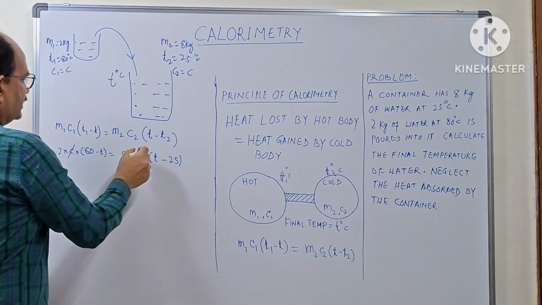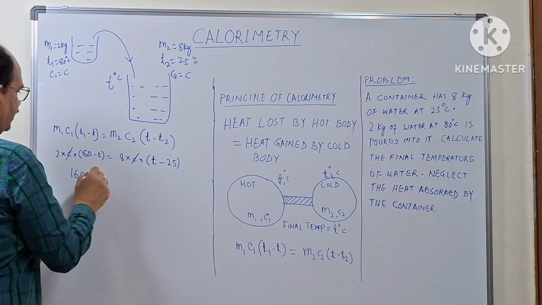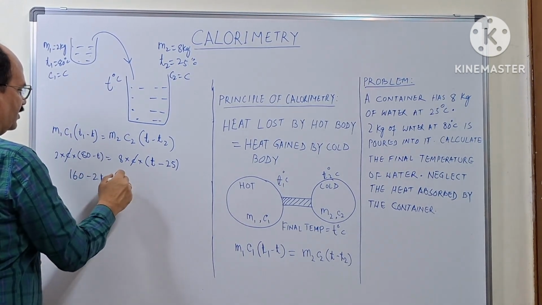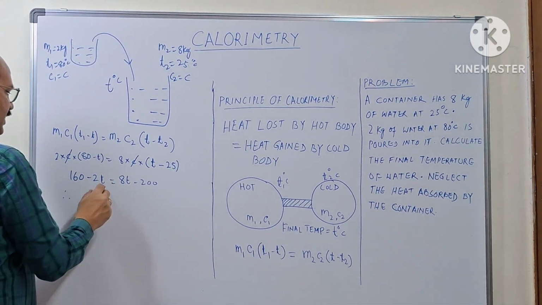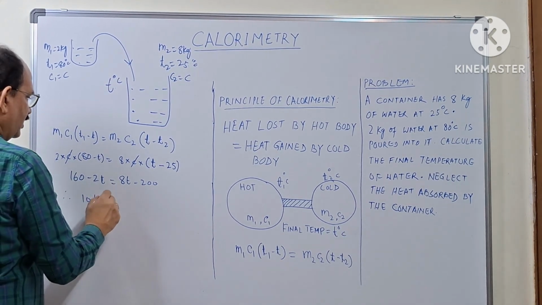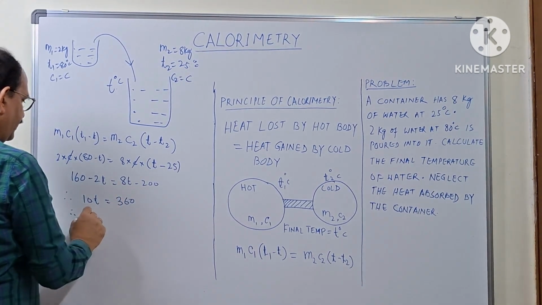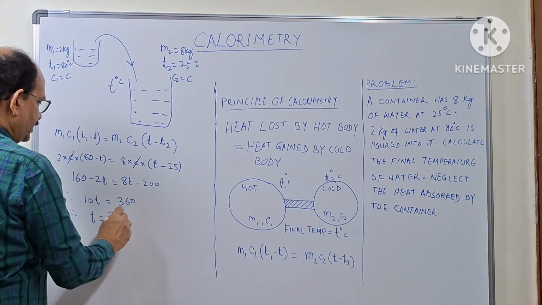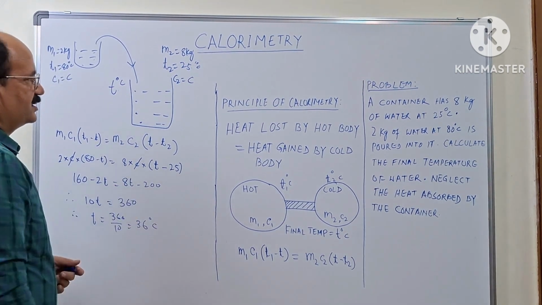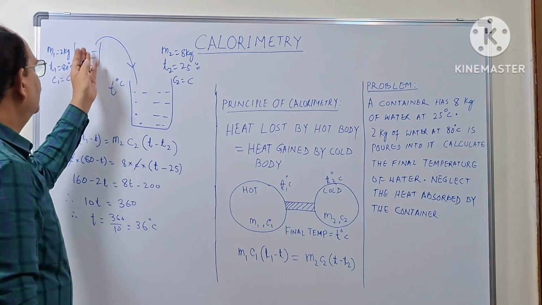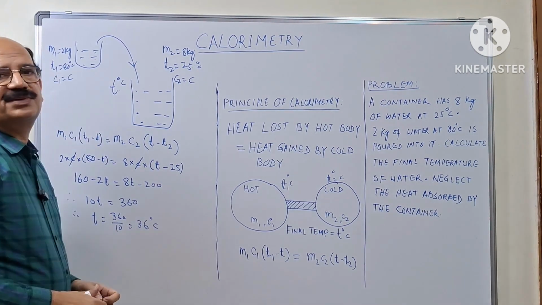So then the heat capacity gets cancelled because it is the same on both sides, and therefore this becomes 160 minus 2T, and this becomes equal to 8T minus 200. And therefore I can write 10T is equal to 360, and therefore T is equal to 360 divided by 10, which is equal to 36 degrees Celsius. So the final temperature when this hot water is poured into this cold water container will be equal to 36 degrees Celsius.